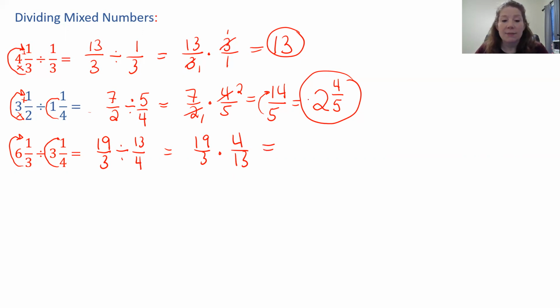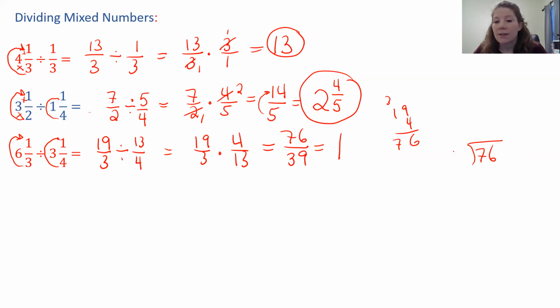Nothing simplifies, so I'm going to multiply 19 times 4 is 76 over 13 times 3 is 39. And let's see, 39 will go into 76 one time. So let's do it this way. 39 will go into 76 one time. And when I subtract, that is a 7 and that is a 3. So my remainder is 37 and that denominator stays at 39.